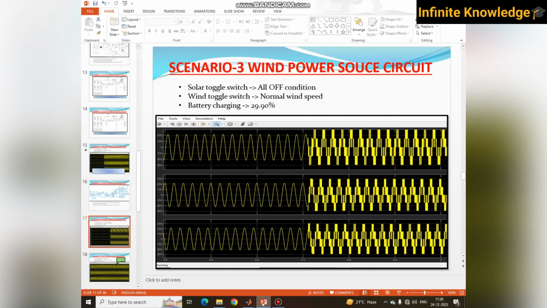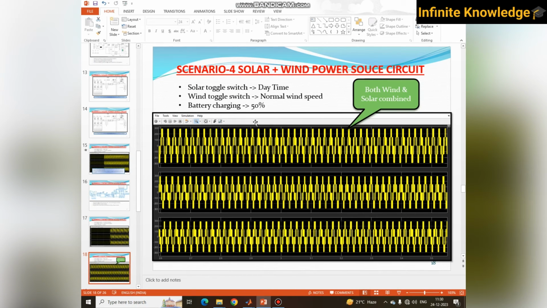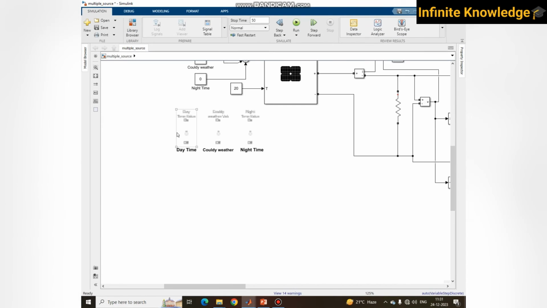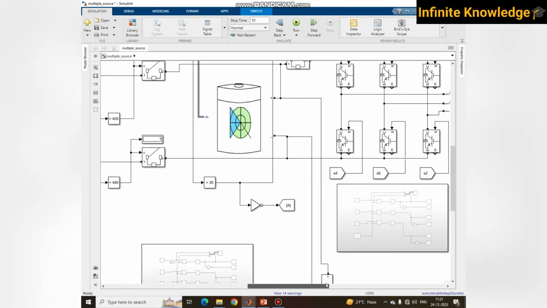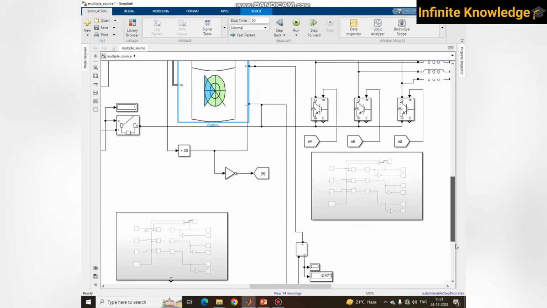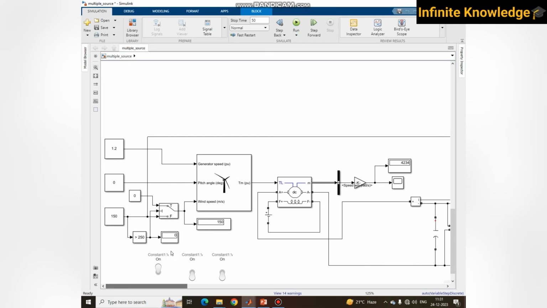So now we switch back to our fourth condition, and what is it? Solar plus wind power supply. It means wind and solar are both combined and giving the supply. So what is the condition? Daytime, normal wind speed and battery at 50% charge. So now we are back to our simulation, and it's daytime. Battery is at 50% charge, and your solar and wind speed is normal.